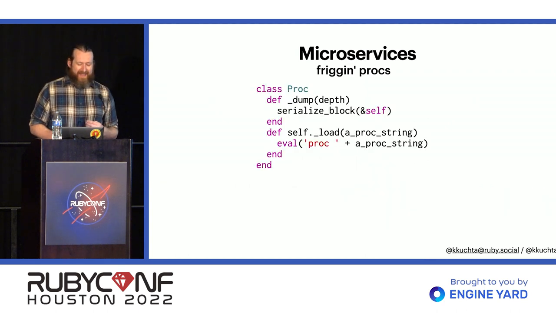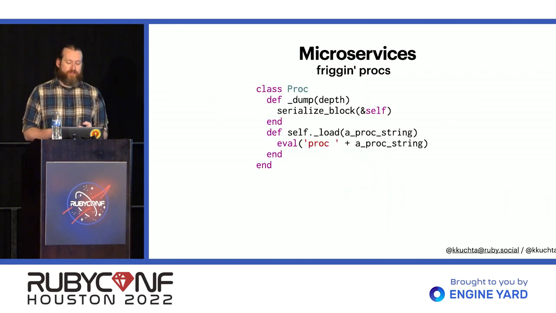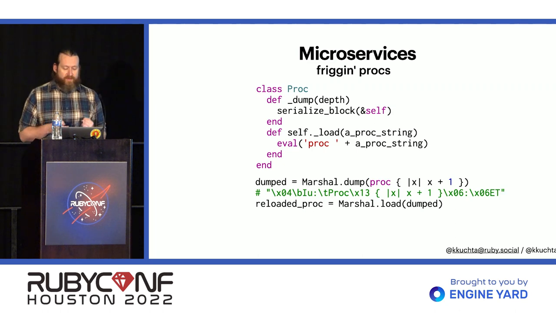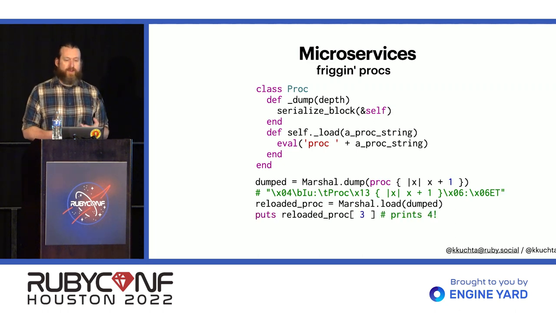So let's press on. Remember, we taught Marshall how to serialize a block using this serialize block function. And it works. I can call Marshall.dump with a proc, and it will dump something. It will give us some data. Well, can we reload it? Yes, Marshall.load works. We get a reloaded proc. Now, I can even run this proc with 3, and it will print 4.